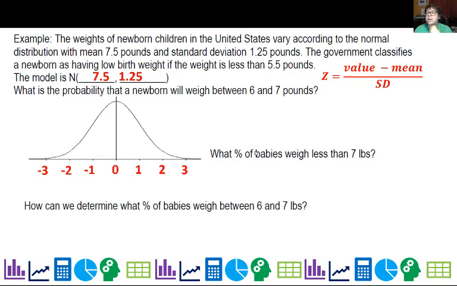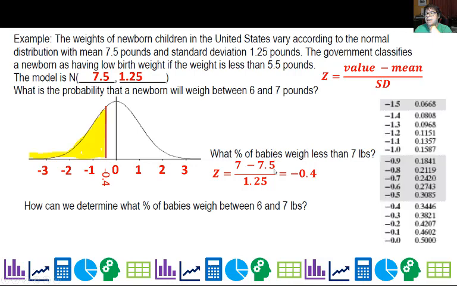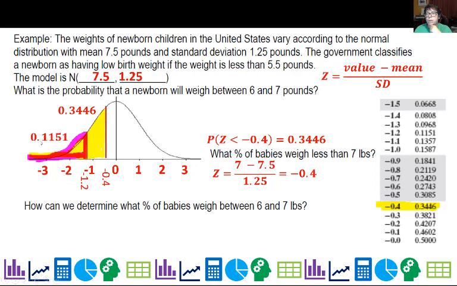All right, now we're going to do what percent of babies weigh less than 7 pounds. So I'm going to do the z-score for that one, which is negative 0.4. And that area is going to be 0.3446. All right, so that's the area there. So how can we determine what percent of babies weigh between 6 and 7 pounds? Well, here's the 6-pound marker, and that's the red area here. And that was 0.1151. Remember, 0.3446 is the whole yellow area.